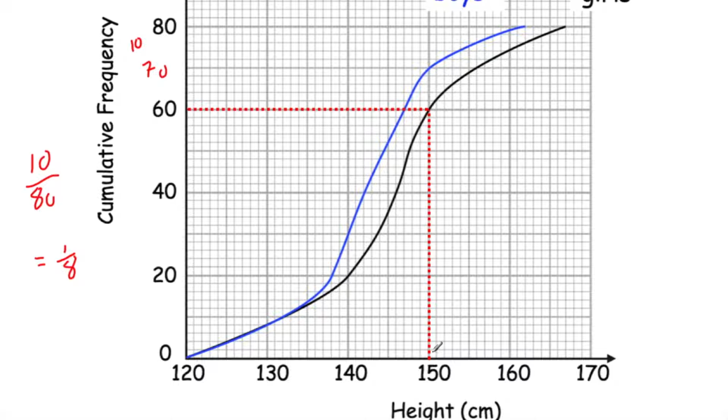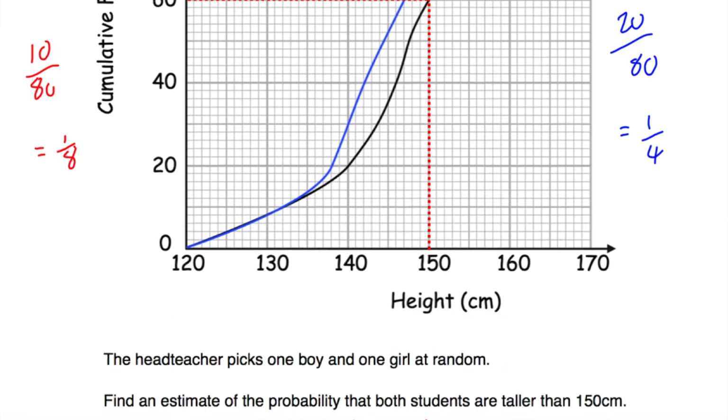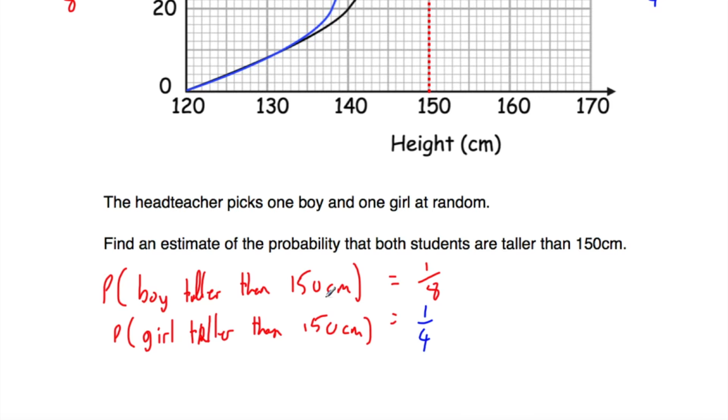Okay, so in terms of the girls, if we go from 150 up and across, we get that 60 of them have got a height that is less than 150 centimeters. So that means the rest of the girls would have a height taller than 150 centimeters. For them, that would be equal to 20. So the probability that a girl is taller than 150 centimeters would be 20 out of the total, and we were told there was 80 girls as well. So that's 20 80ths, and if you cancel that down, that's equal to a quarter. So that's great. We've now got the probability that a boy is taller than 150 centimeters is 1/8, and the probability that a girl is taller than 150 centimeters is 1/4.